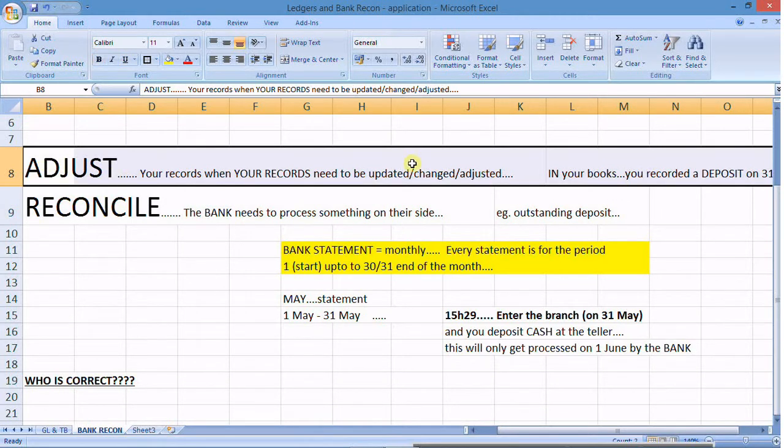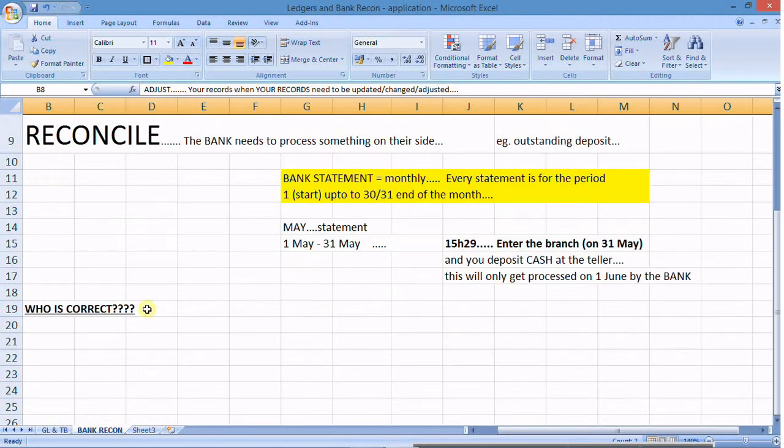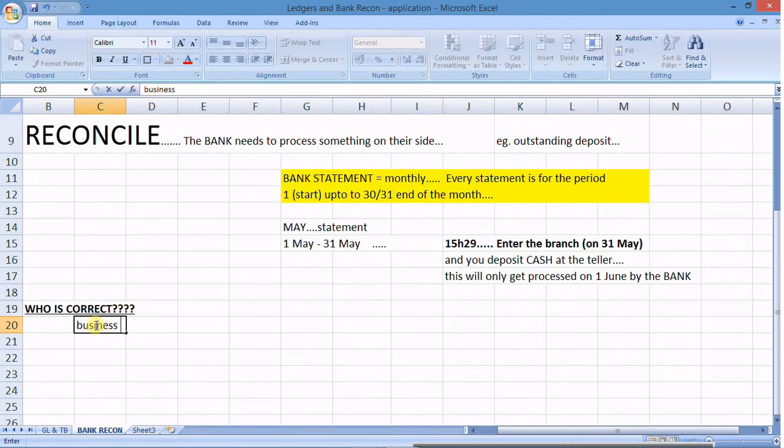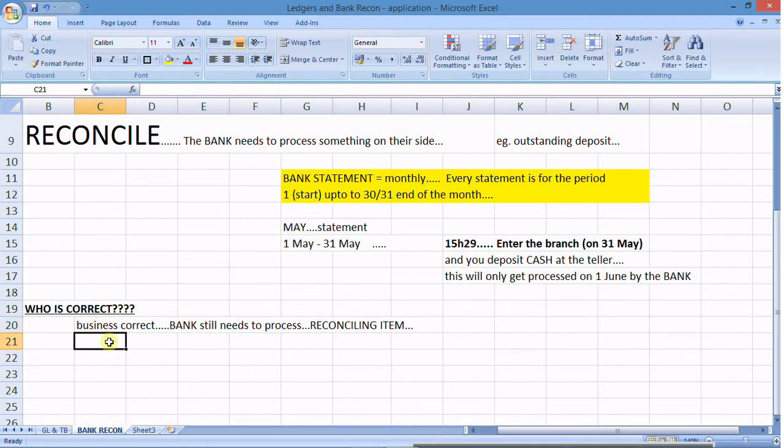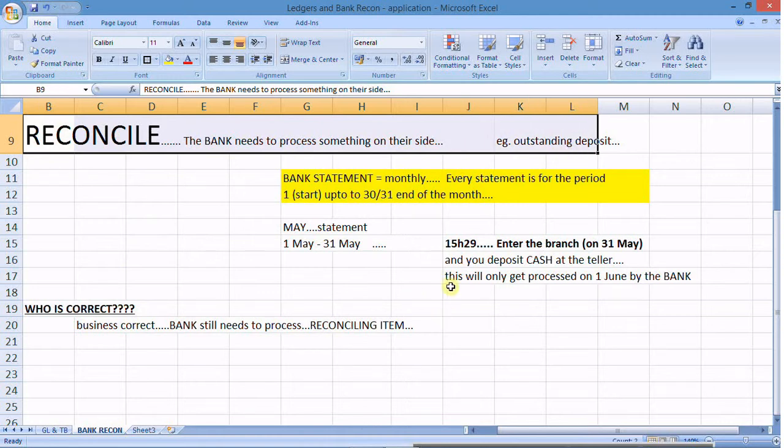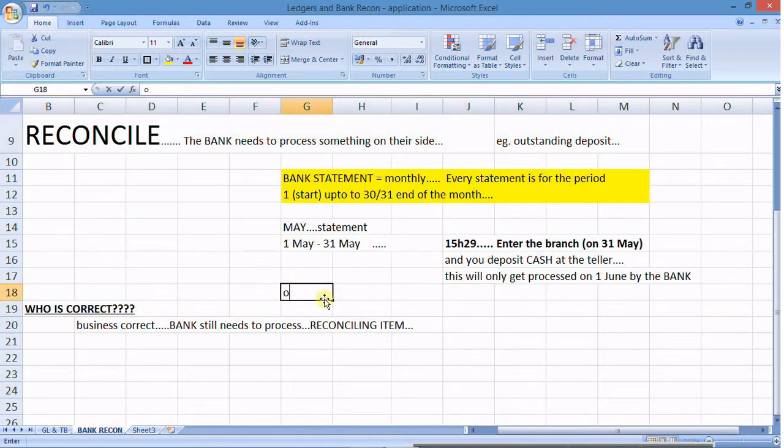Do we have to adjust our books? No, we don't adjust our books. It's already recorded. So who is correct? The business is correct. The bank still needs to process it. So it's a reconciling item. Now if the bank is correct, so for example, on your bank statement, you see bank charges.